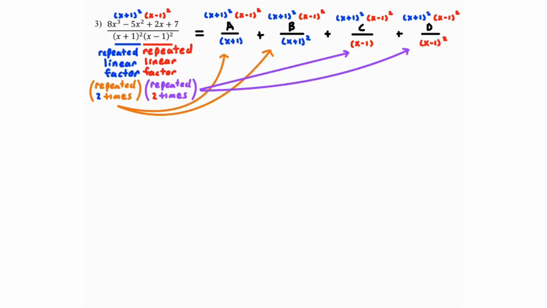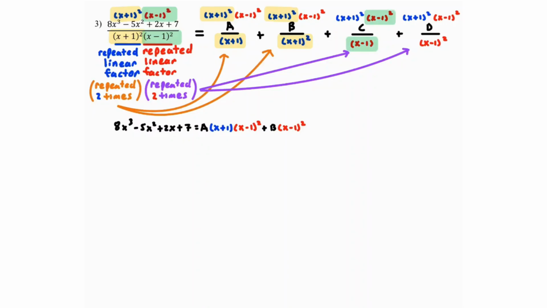On the left side of the equal sign, we'll see what cancels, and we're left with 8x cubed minus 5x squared plus 2x plus 7. For the fraction with the A term, one of the x plus 1 in the numerator and one of the x plus 1 in the denominator will cancel, leaving A times (x plus 1) times (x minus 1) squared. For the B term, both the (x plus 1) in the numerator and in the denominator will cancel, giving us B times (x minus 1) squared.